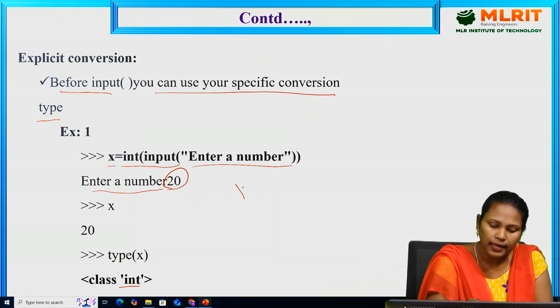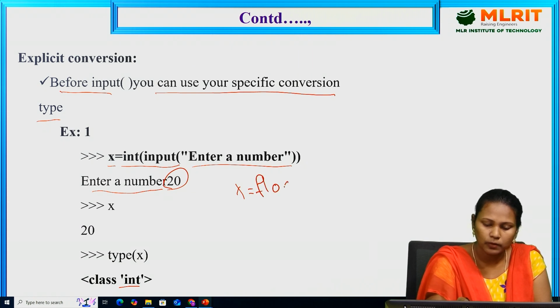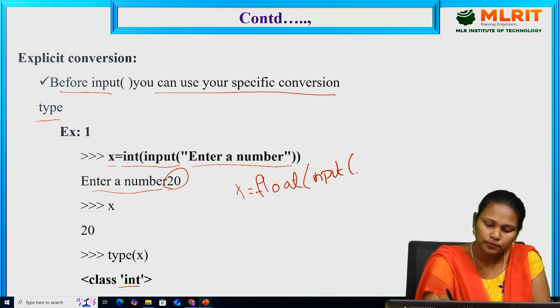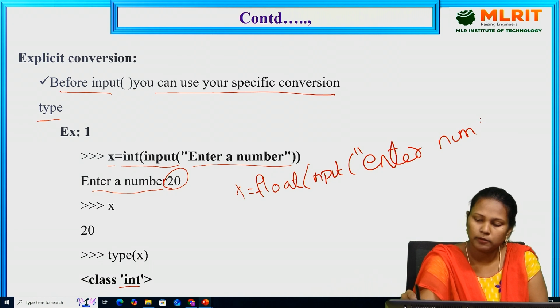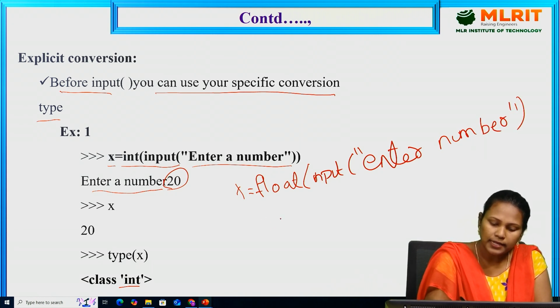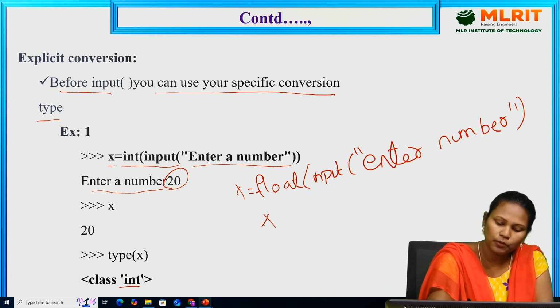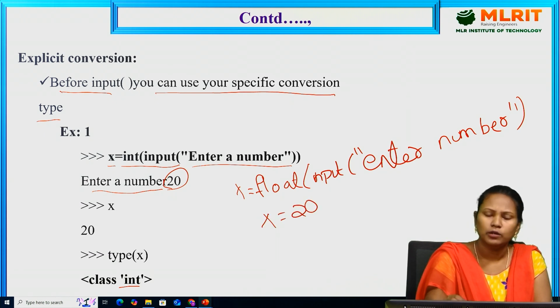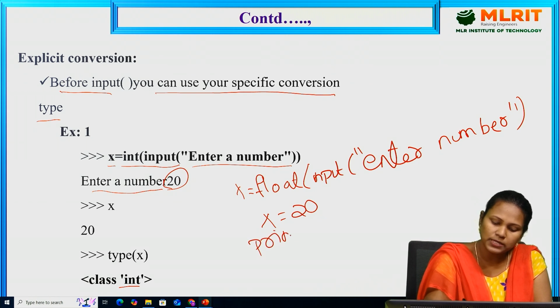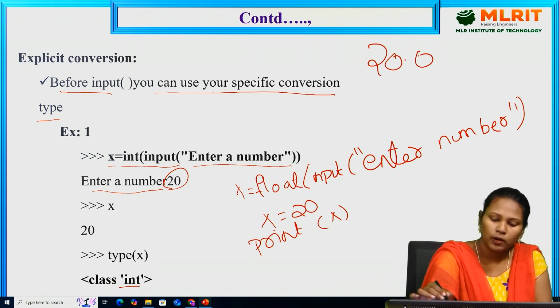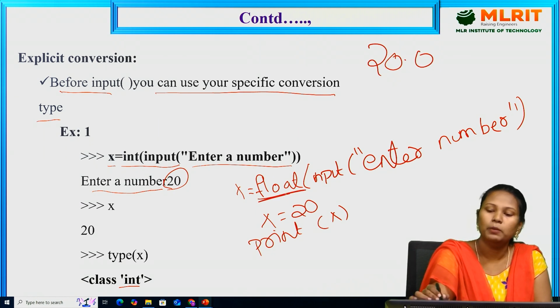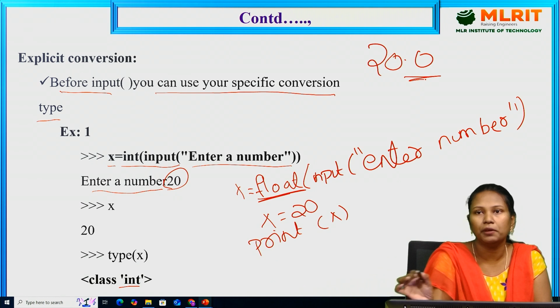If you give X is equal to float of input, enter a number, then after running this, it asks to enter a number, and I am giving 20. If I want to display the X value, print of X, it displays 20.0. You explicitly said it is a float type, so it adds the extension, that is, the floating value.